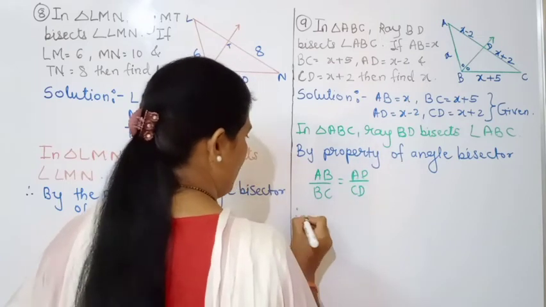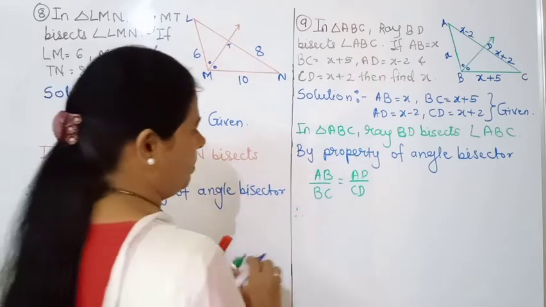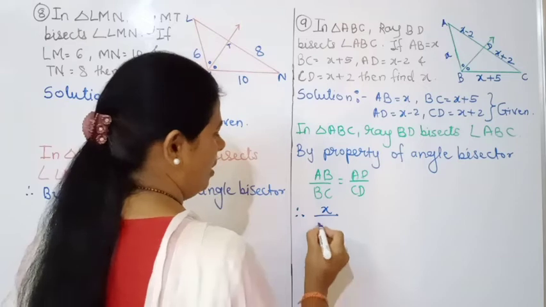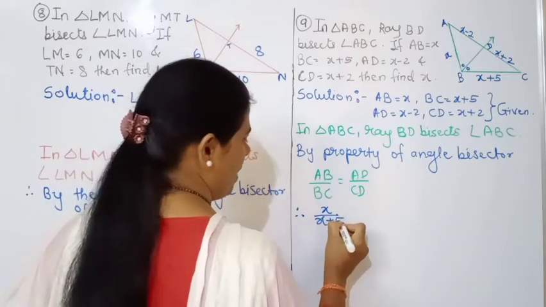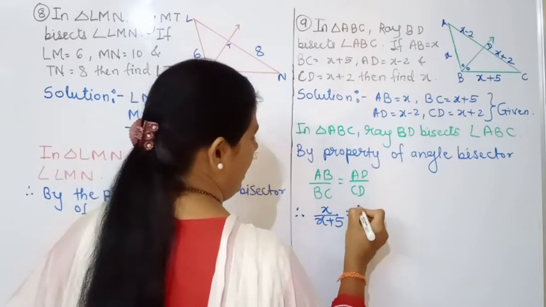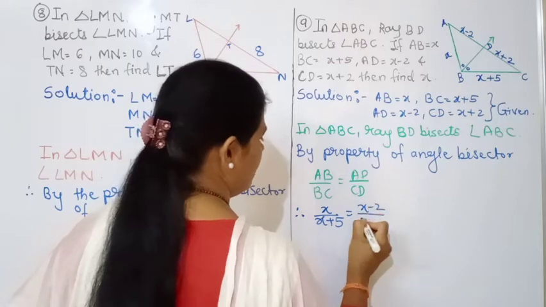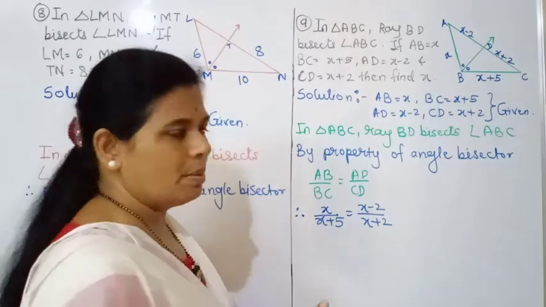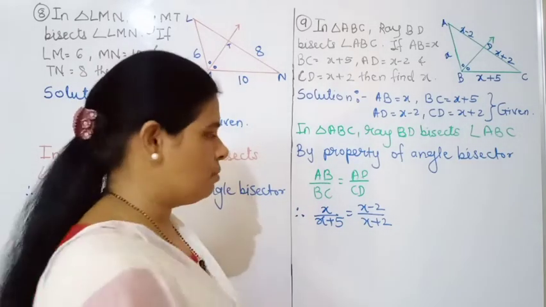We'll substitute the values now. What is the value of AB? AB is x. x upon BC is x plus 5. AD is x minus 2 and CD is x plus 2. Okay, so we have substituted the values. Now we will cross multiply.